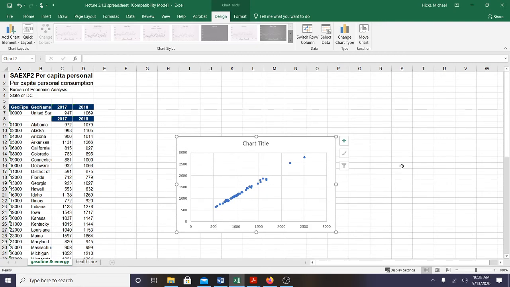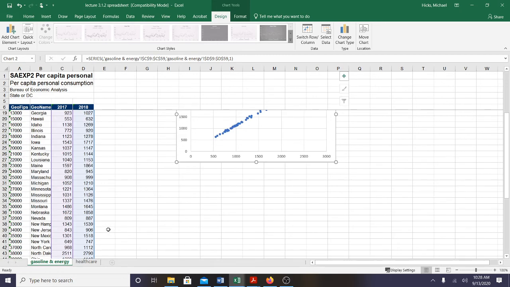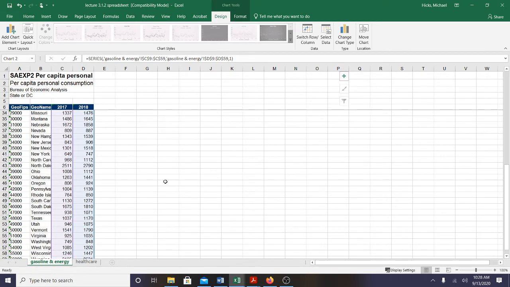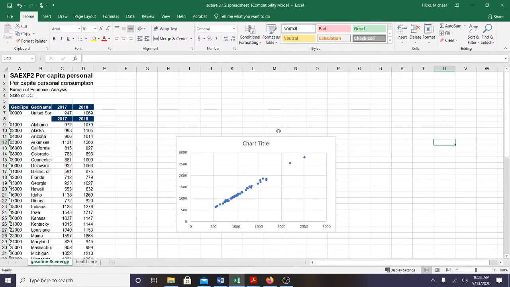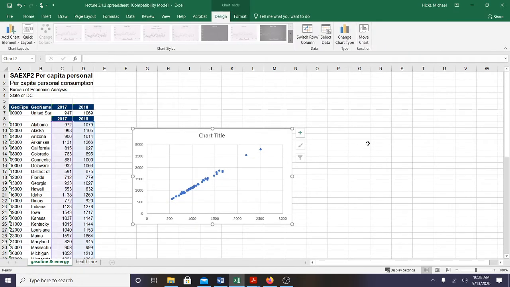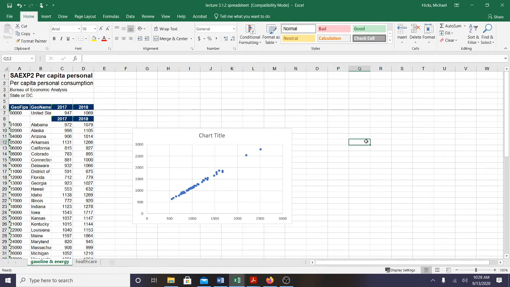Let's see who this big outlier is. Let's see who's spending the most on energy in 2018. North Dakota. Wow. North Dakota and Wyoming. They're spending a lot on energy. Interesting. Cold places might be playing a role. They're also both energy-exporting states, and so they may be less inclined to save in those areas.